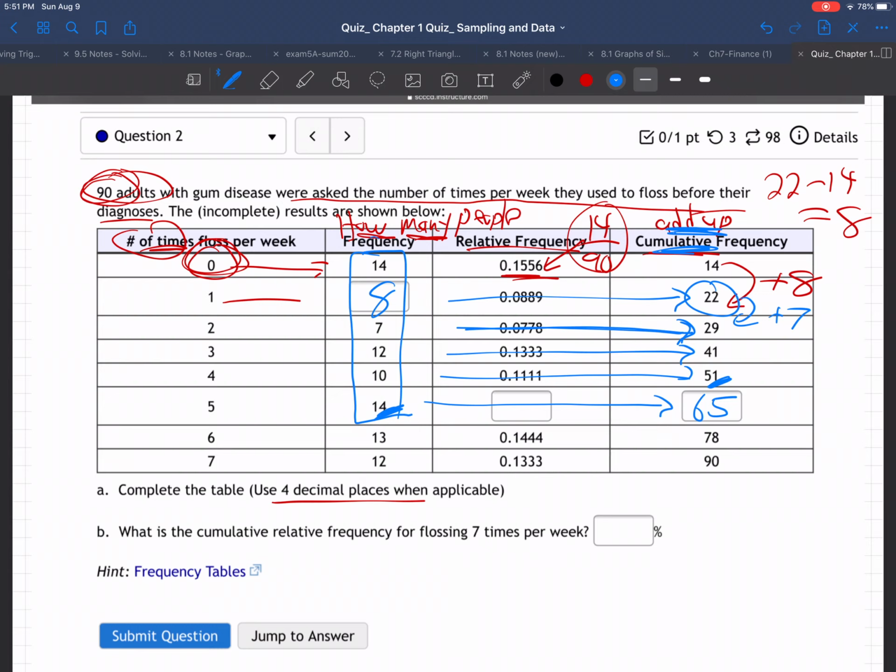And now how do you find the relative frequency there? Remember, that's this number, 14, over 90 adults. Well, that's the same as this, so it's going to be 0.1556. The 0 in front is optional. It doesn't matter. Finally, now what is the cumulative relative frequency for flossing 7 times per week? Cumulative relative frequency for flossing 7 times per week.